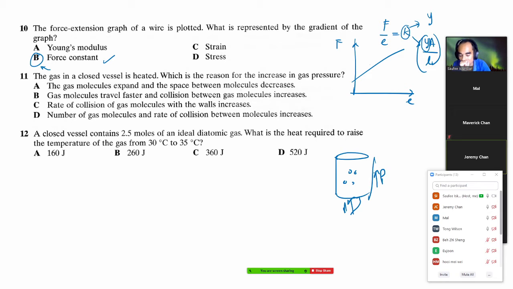Very easy, this one. 11. Teacher, of course, easy.